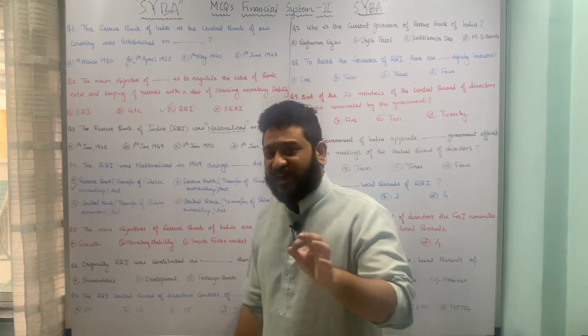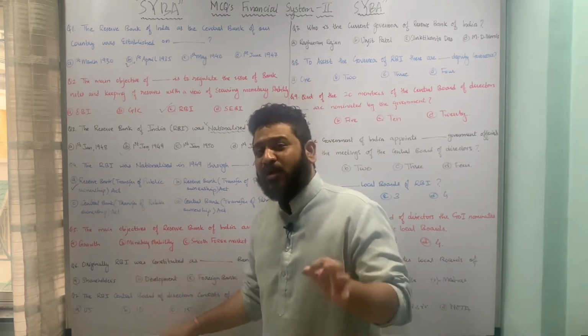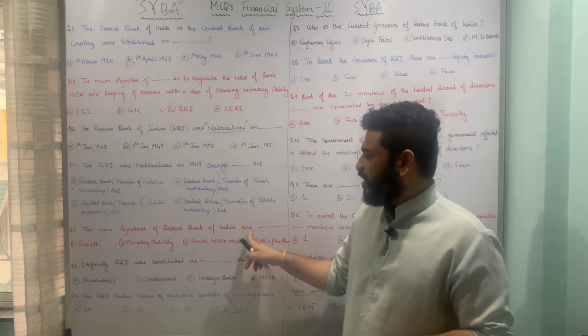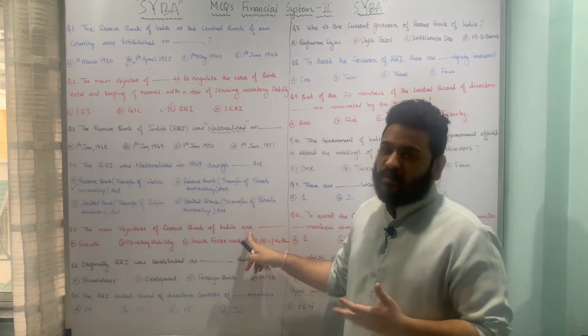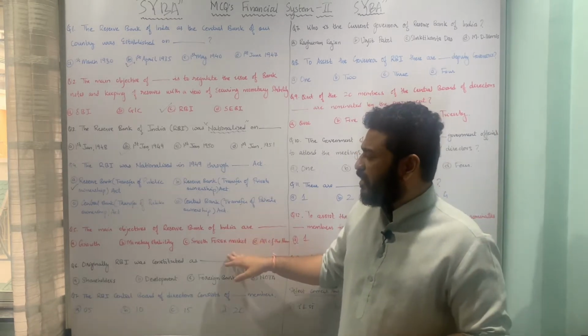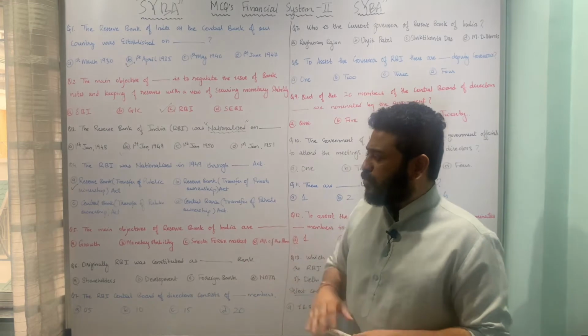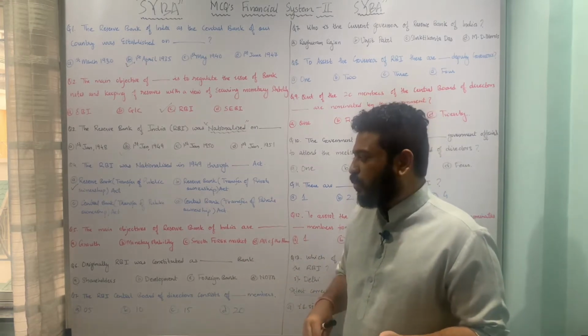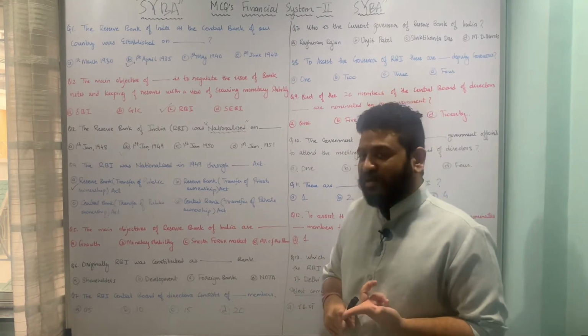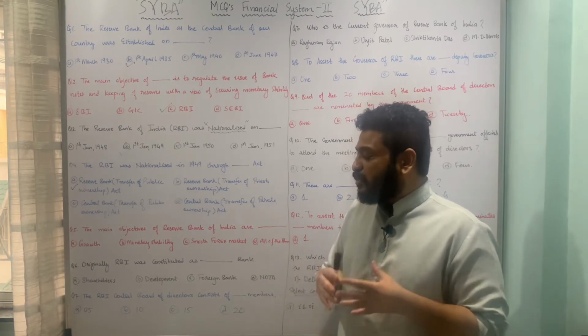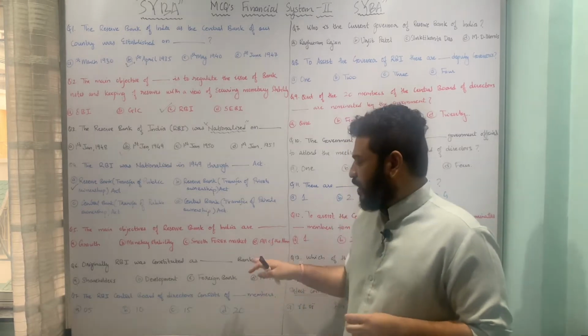The next question suggests, the main objective of Reserve Bank of India is or are what? So let us look at the underlying options. Here the first option is the objective is growth. Second is the objective is monetary stability. The third is smooth foreign exchange market, and last is all of the above.